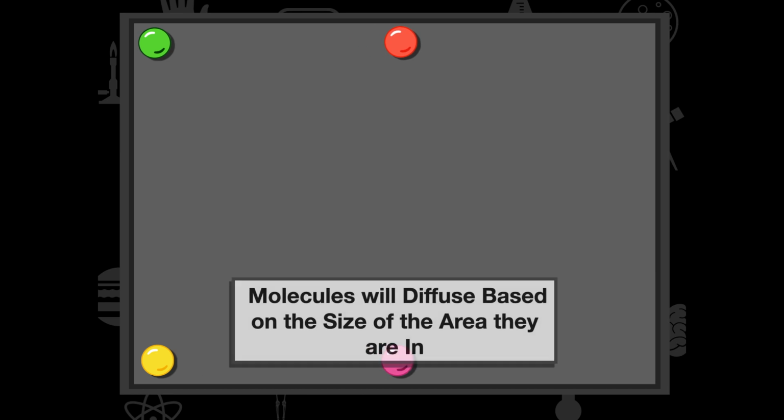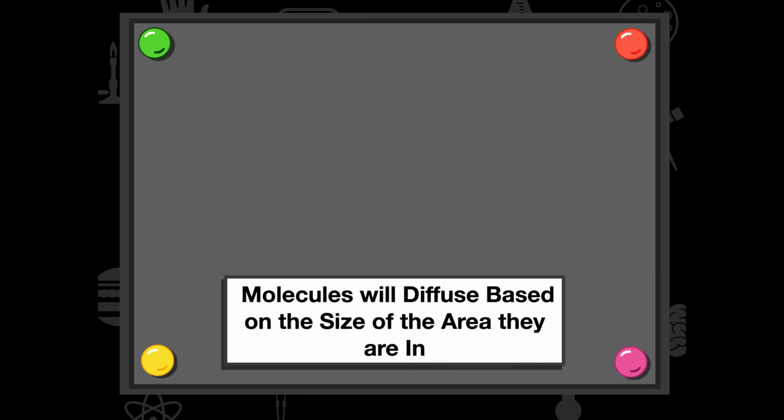Now let's take our box and do a different scenario. We're going to take the same four molecules, and we'll divide the box with a line that the molecules cannot pass through. What's going to happen? Well, they're going to spread themselves out based on the size of the box that they are given. And if I get rid of this, they're going to spread out even further, like they were before. So the molecules are going to diffuse based on the size and the area they are in. Again, this is not requiring energy. This is naturally happening.